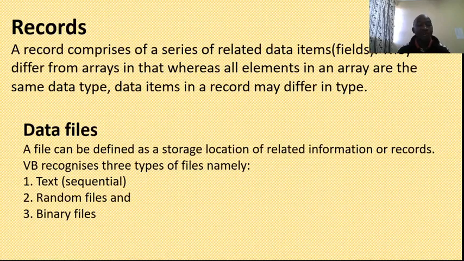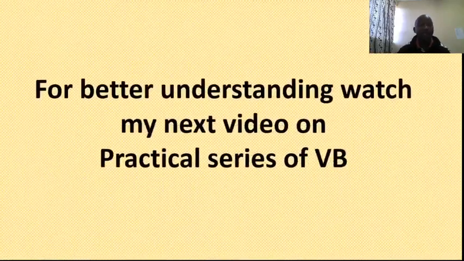Then we have data files. A file can be defined as a storage location of related information or records. VB recognizes three types of files, namely text or sequential, random files, and binary files. Therefore, you have seen we have data structures, we have record structure, array structure, and for files we have the following types: text or sequential, random files, and binary files.